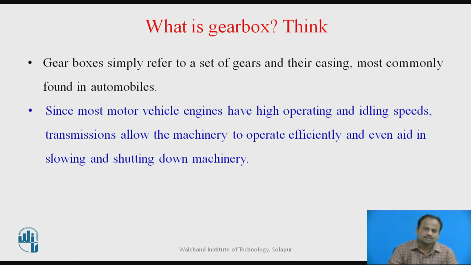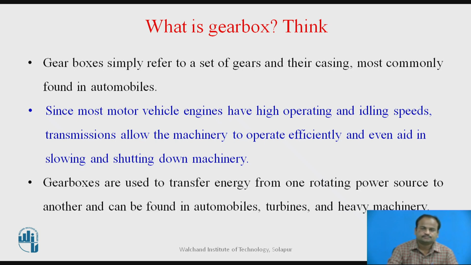Since most motor vehicle engines have high operating and idling speeds, transmission allow the machinery to operate efficiently and even aid in slowing and shutting down machinery. Gearboxes are used to transfer energy from one rotating power source to another and can be found in automobiles, turbines and heavy machinery.